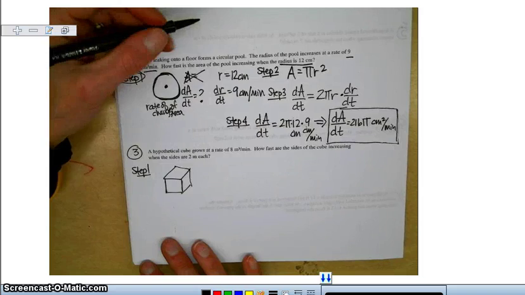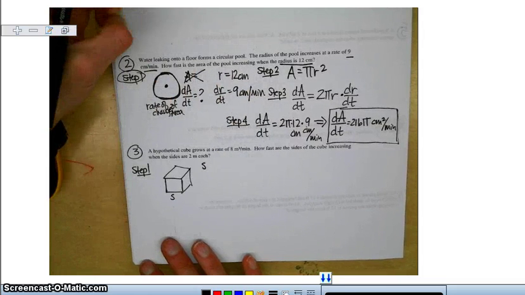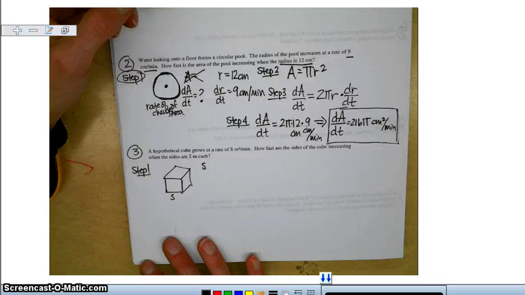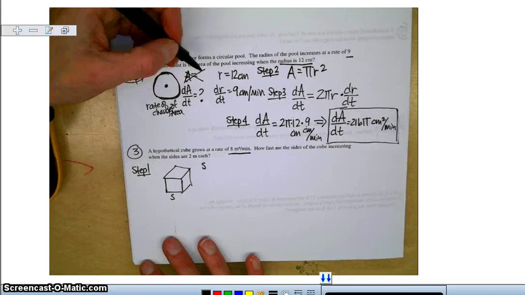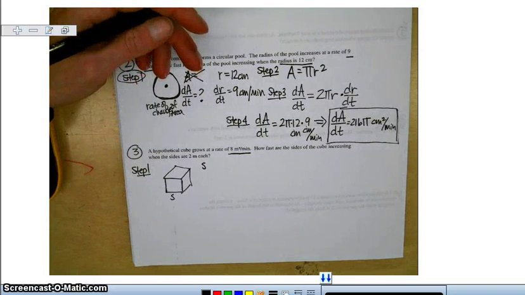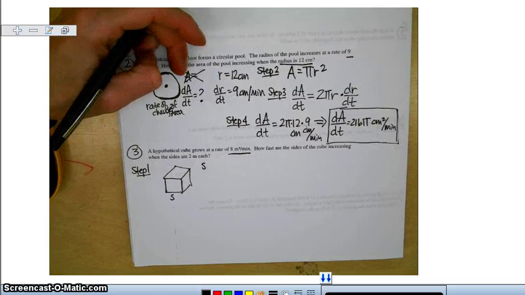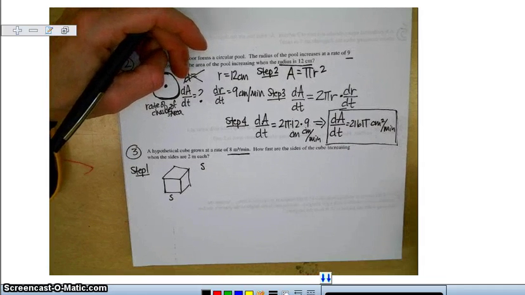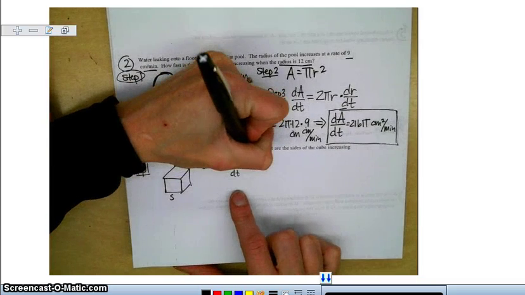S for sides, so S would be the side. Aren't all the sides the same? Now, am I dealing with volume or surface area here? Look at this value right here. The cube grows at a rate of 8 meters cubed per minute. Is that a change in volume or surface area? That's a change in volume. How do you know it's volume? It's cubed. Very good. Volume is cubed. Surface area and area are squared. So this is dV over dt is 8 meters cubed per minute.